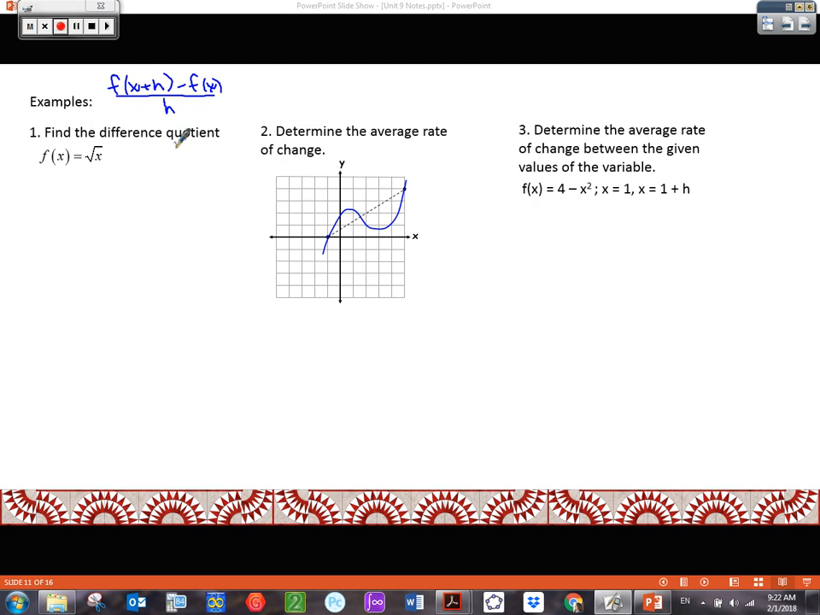Okay, so let's do that. In this particular function, there's just one x. It's right here. So I'm going to open that spot up and insert an x plus h in that spot. That right there is my first step. That's given me the f of x plus h. Minus. The second spot is just the function, just f of x. So f of x is just the square root of x. And that's all over h. All I have done so far is just substitute into the formula.